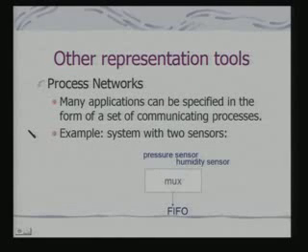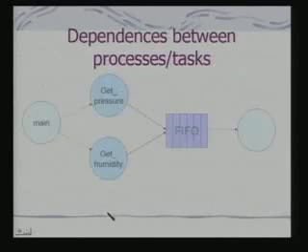There are other representation tools. We have primarily looked at the task graph, but there are other representation tools which have been used. Process networks, which look like this: you have a pressure sensor, humidity sensor, a multiplexer, goes to the FIFO, that is a data representation in a set of communicating processes. In fact, a task graph is a more detailed representation of process networks in a way. What is important here is that you get various dependencies indicated. So this is another representation tool.